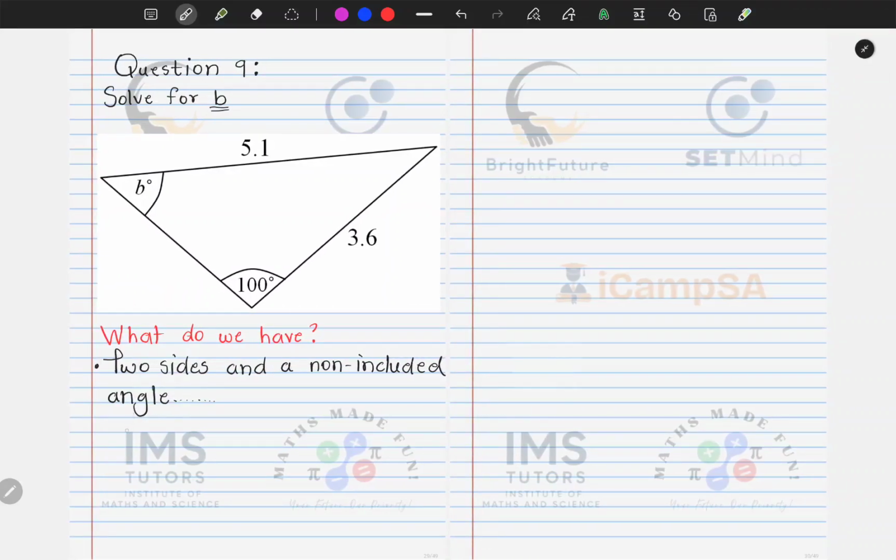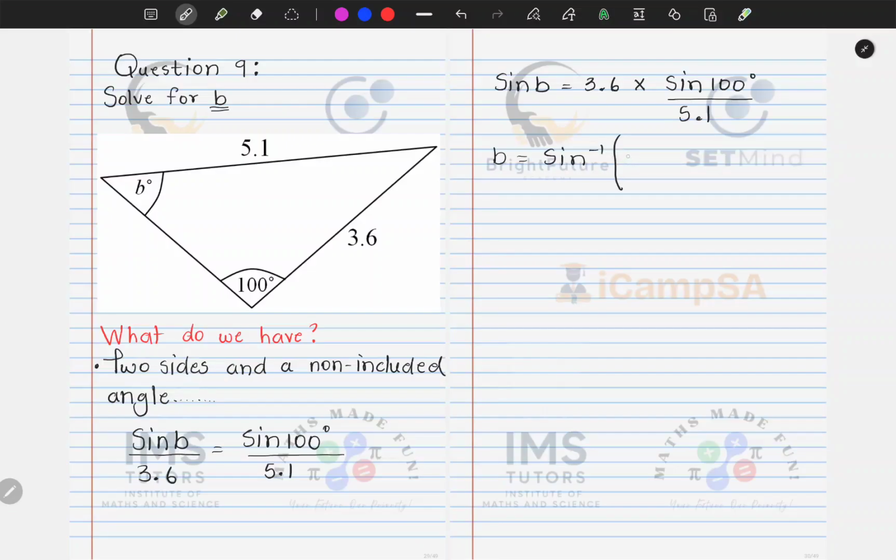So since we are looking for B, which is an angle, I'll put the sines at the top. So it will be sine of B divided by what is opposite B, 3.6, whatever the units are, equal to, if you look carefully, sine of 100 degrees divided by 5.1. So if you observe carefully, you can just do cross multiplication, okay? And what you will end up having is sine of B equals 3.6 multiplied by sine of 100 degrees divided by 5.1. And if you quickly do your maths, you'll say shift of sine, and you'll have your 3.6 multiplied by sine of 100 degrees divided by 5.1.